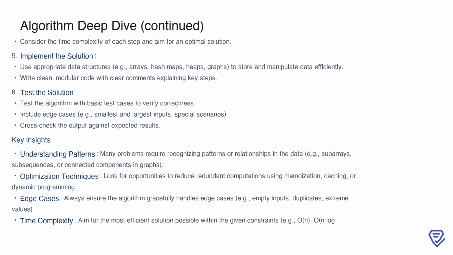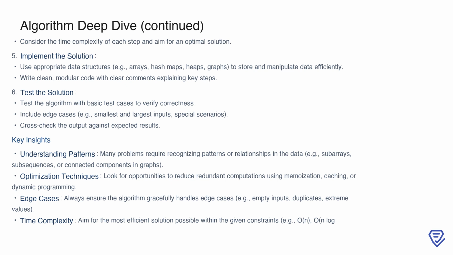Start with simple test cases to confirm that your solution works as expected. Then, include edge cases, such as the smallest and largest inputs or unusual scenarios, to verify robustness. Cross-checking the outputs against the expected results ensures correctness. Along the way, some key insights can improve your problem-solving process.